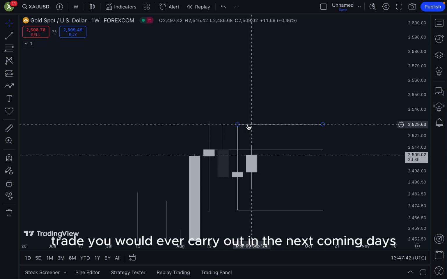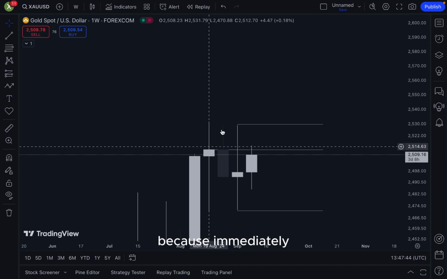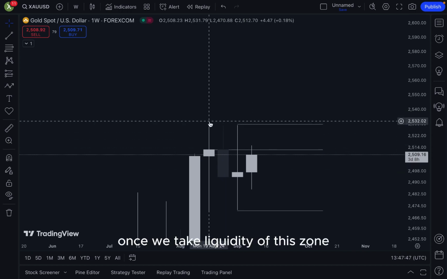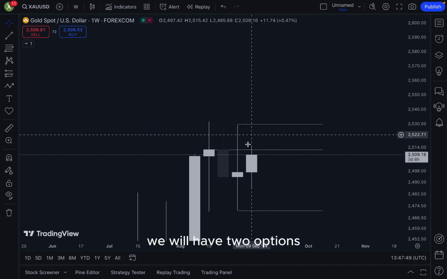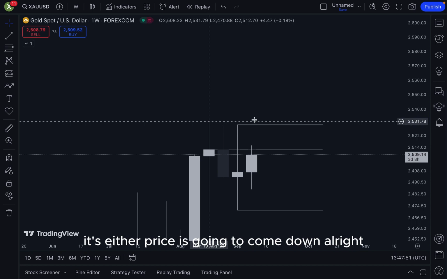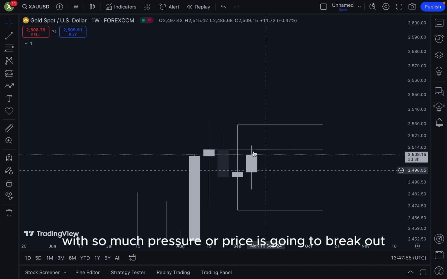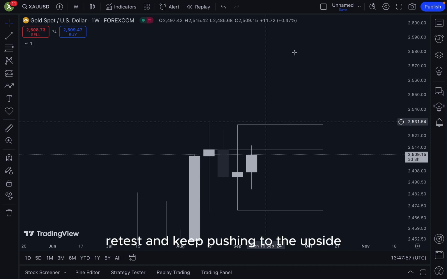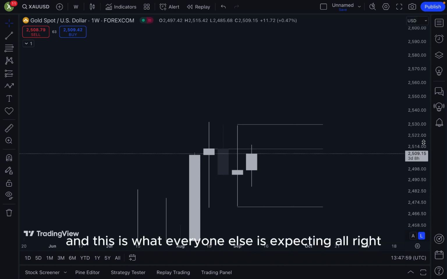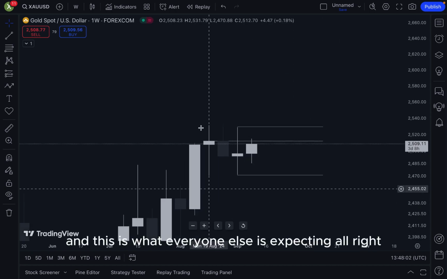So if you are doing long-term trades, if you are swinging, this is going to be the best trade you would ever carry out in the next coming days, because immediately once we take liquidity of this zone, we will have two options. It's either price is going to come down with so much pressure, or price is going to break out, retest, and keep pushing to the upside. And this is what everyone else is expecting.